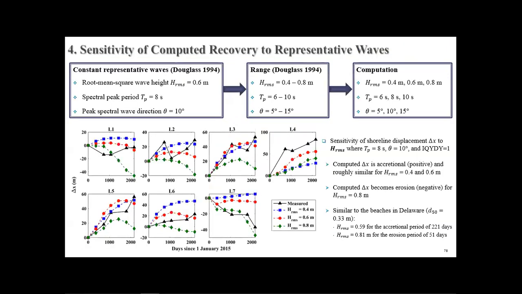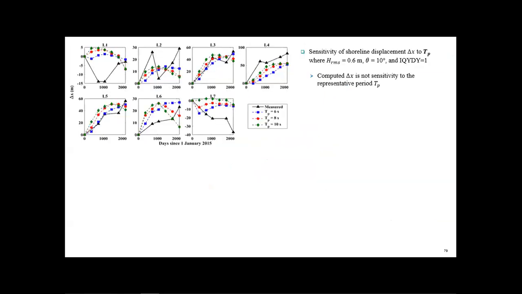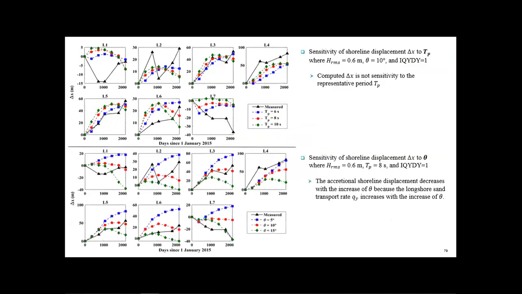And we checked the sensitivity to waves. This is the wave height and the period. This is the wave period and the wave direction. So you can see that all of them are sensitive. And the results are different, but the difference is a factor of two. Factor of two means there may be 100% error.